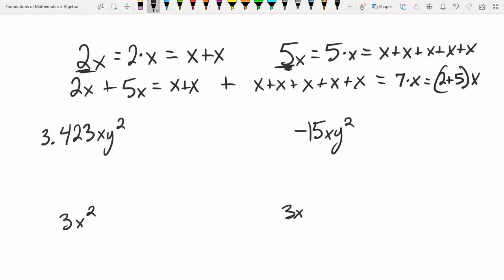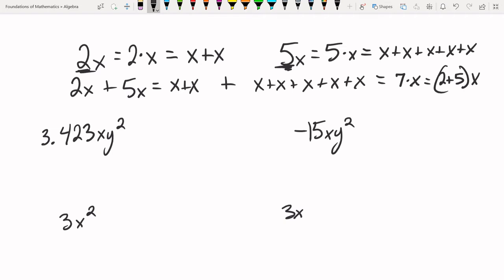2x and 5x are like terms because the variable part, not the coefficient part, has to be the same. The number in front is called the coefficient. The variable is just all the variables. The variable part has to be the exact same. In this case, 2x and 5x, they are the same.